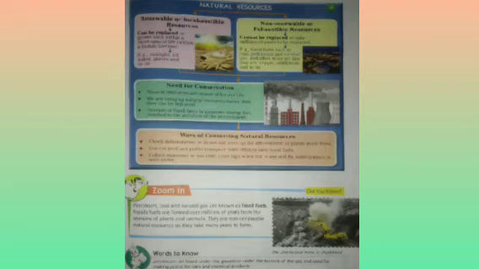So that is why the scientists have come to a conclusion that as three-fourths of the earth's surface is covered with water or water bodies, that is why the earth is called a blue planet.